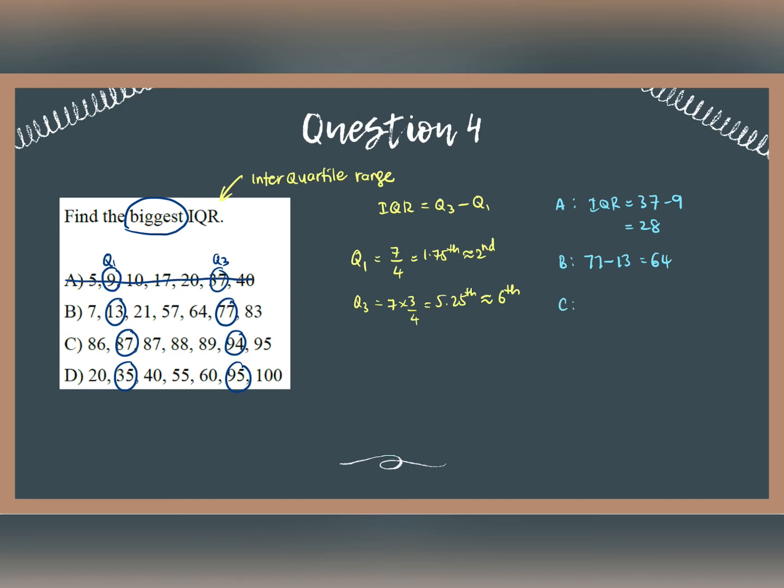So C will be 94 minus 87. So 94 minus 87 is 7. Okay, so here pun kita nampak interquartile dia kecil, boleh potong. And then D, 95 minus 35. So 95 minus 35 will be 60. So as we can see here, the biggest interquartile range is 64 and the answer will be B.